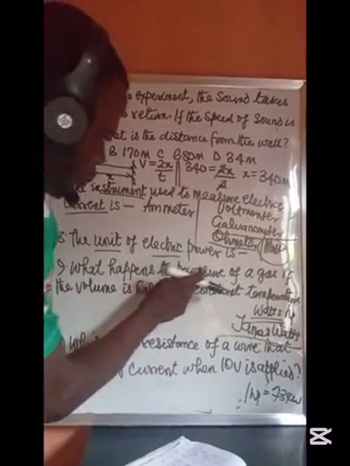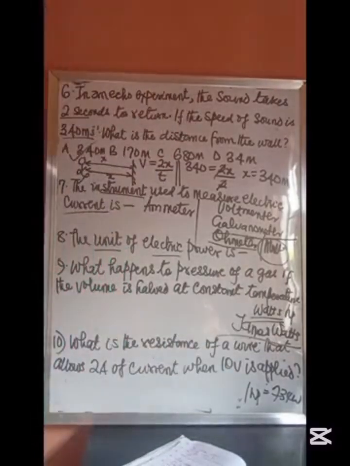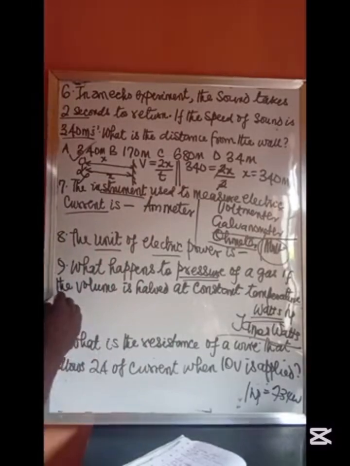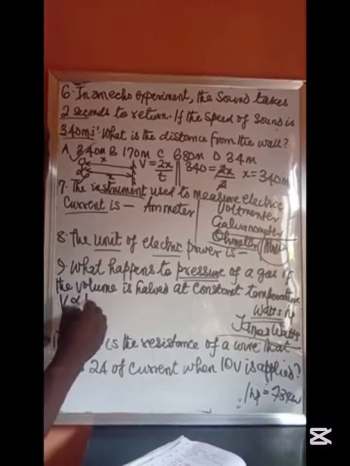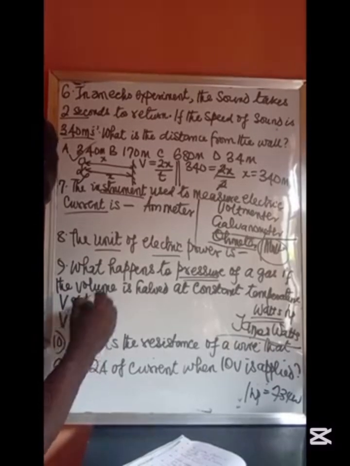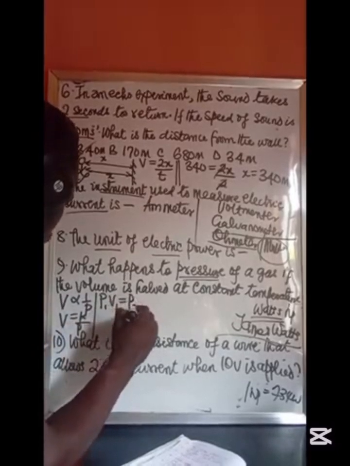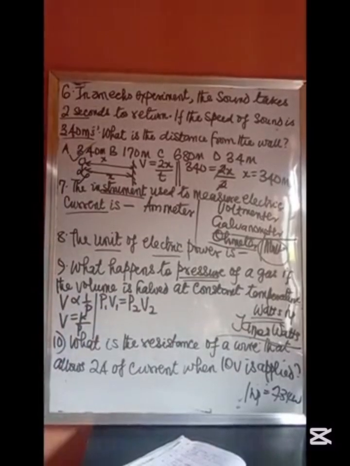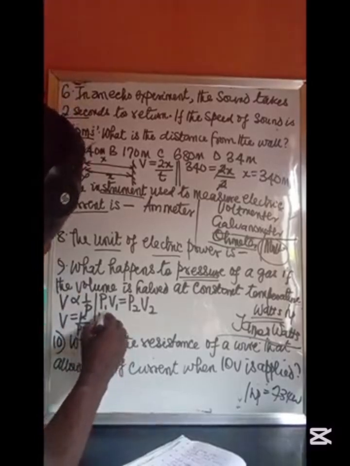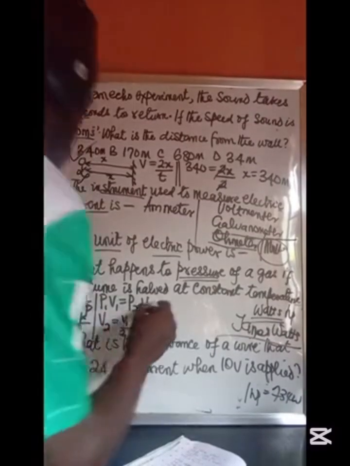Let's continue. Number 9 says, what happens to the pressure of a gas if the volume is halved at constant temperature? Now let's review Boyle's law. Boyle's law says that volume is proportional to the inverse of pressure. So V equals K over P. That means that P1 V1 equals P2 V2. So what happens to the pressure if the volume is halved? If volume is halved, that means V2 equals V1 over 2. So let's find out what happens.